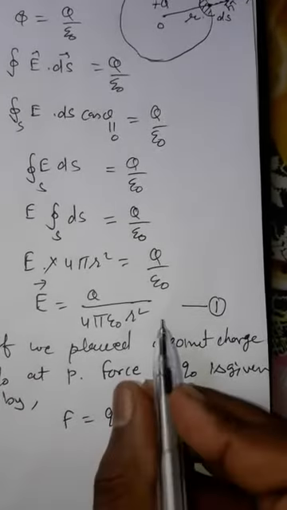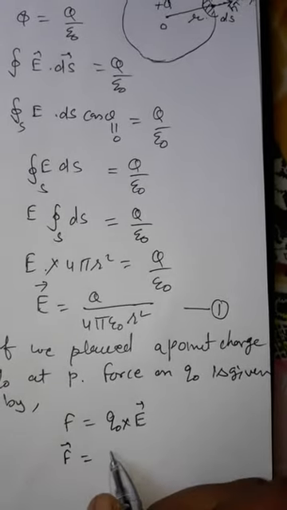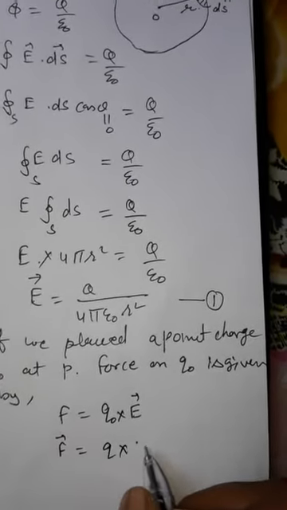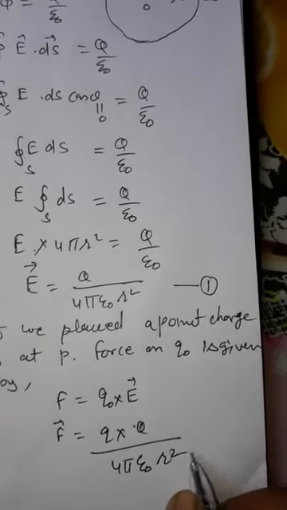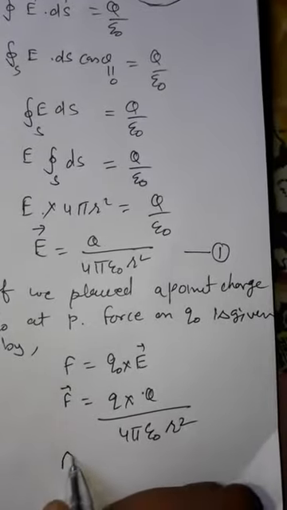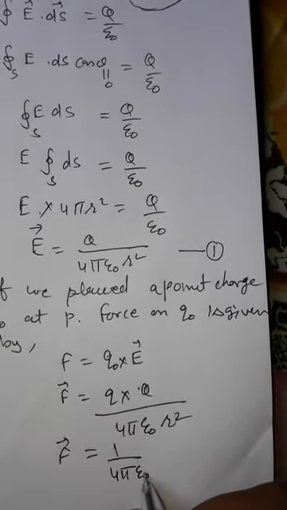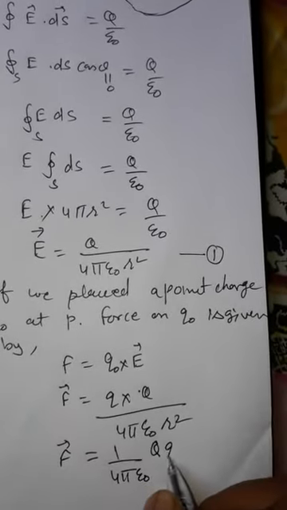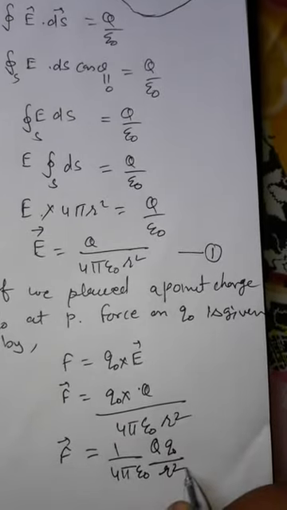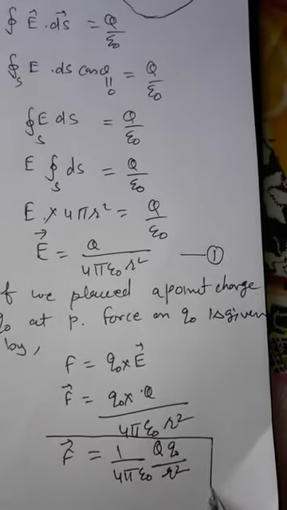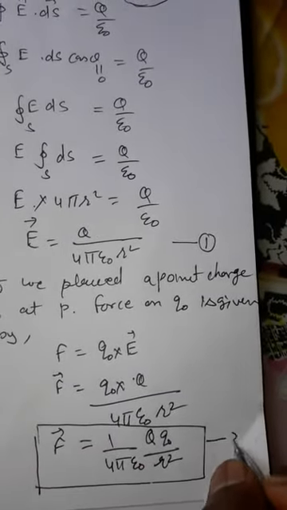Now putting the value of E from equation 1, we get F equal to q naught into q upon 4 pi epsilon naught r square. So we see from this that force is equal to 1 upon 4 pi epsilon naught q into q naught upon r square. This is a well-known relation that is called Coulomb's law.